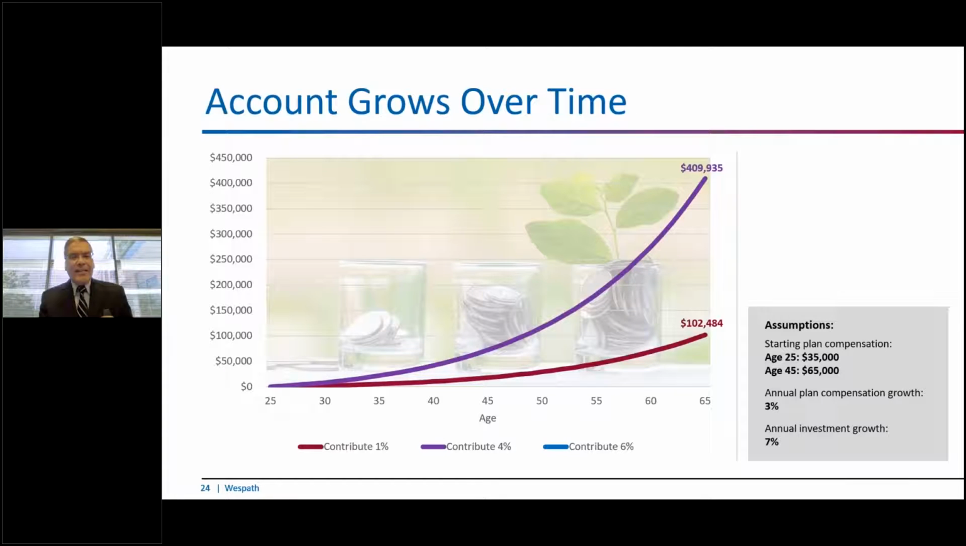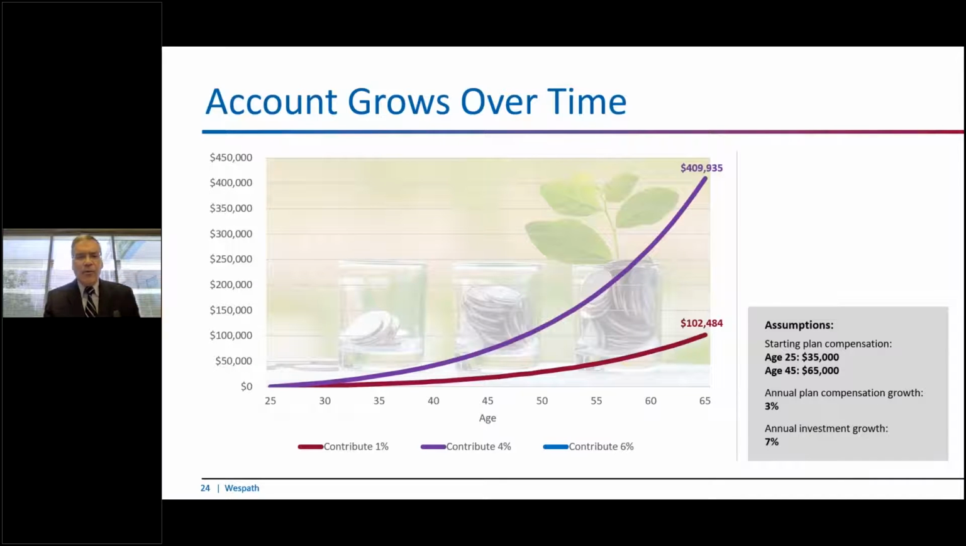What is interesting is the next scenario. Someone who says, no, I'm going to wait. And there might be very good reasons. They don't have enough money to contribute. They're going to wait. They're going to wait till age 45. And they're making a higher salary at that time. In this example, $65,000.